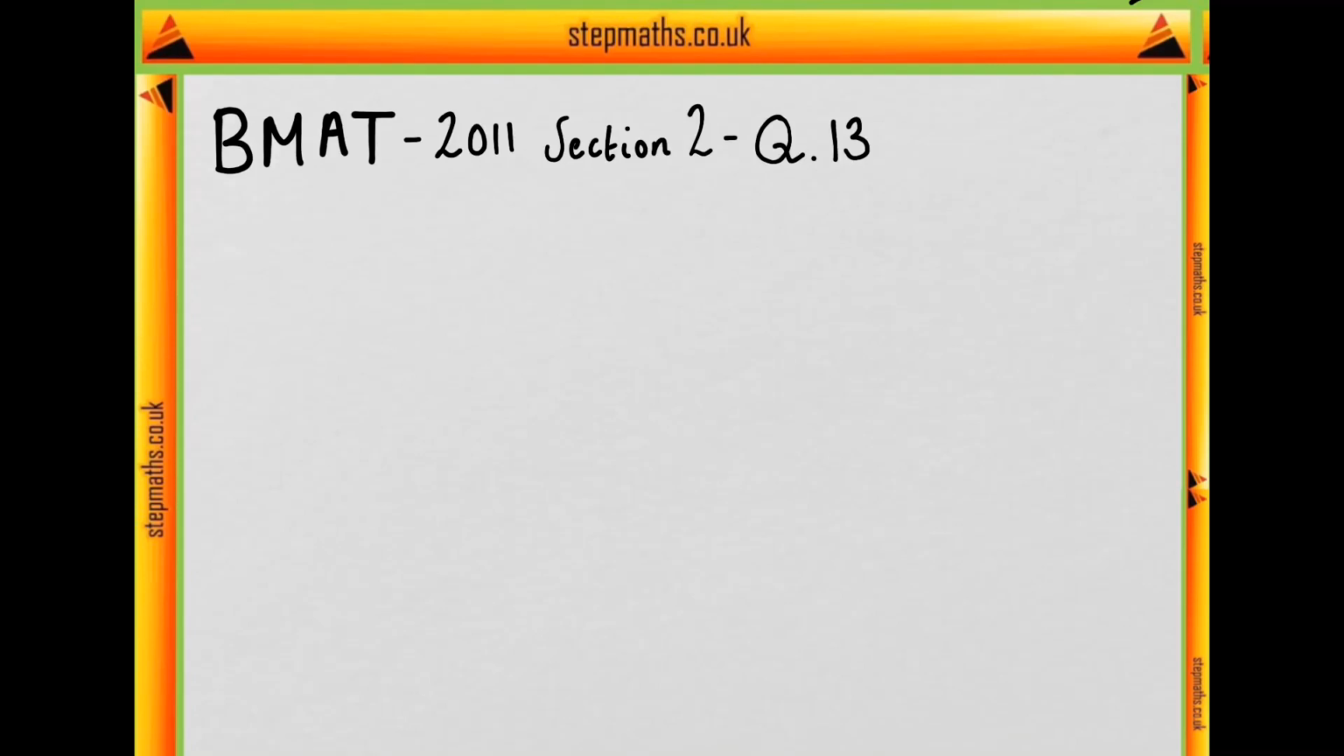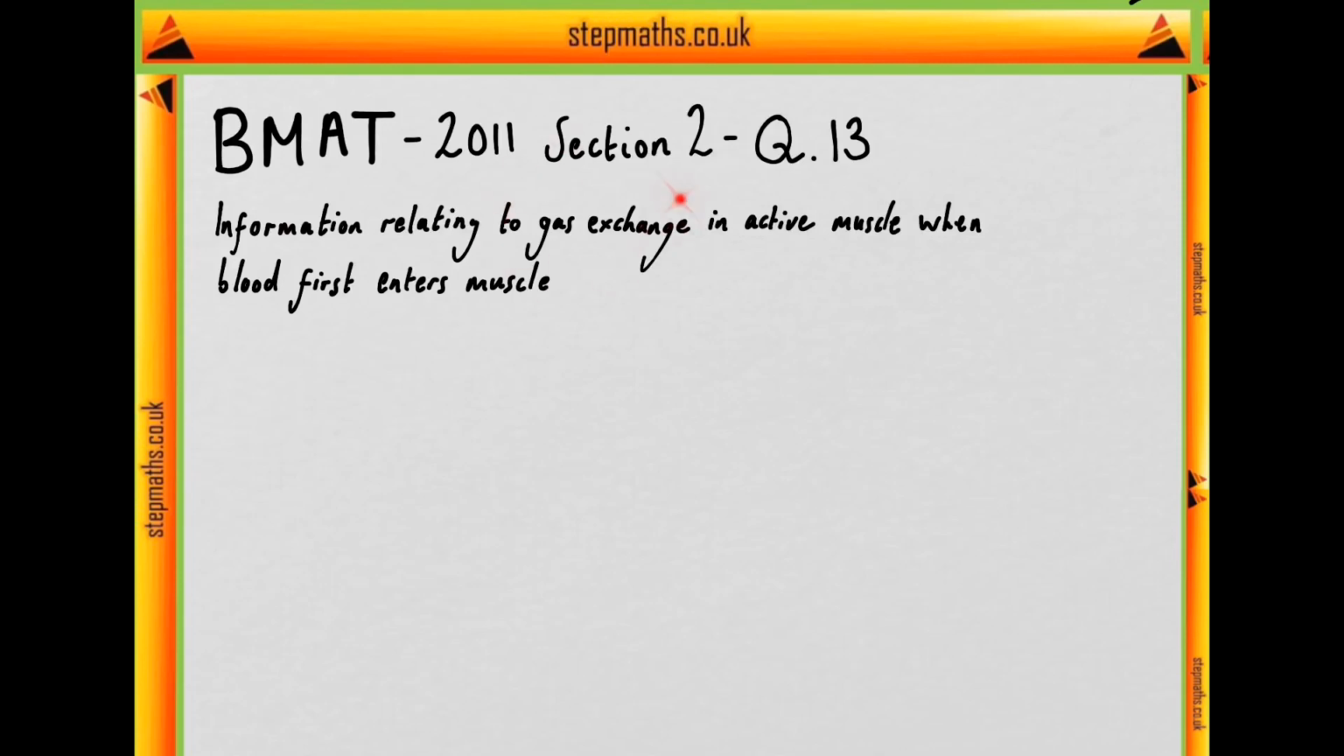In question 13 we have a table-based question, and we're told that we have information in this table relating to gas exchange in active muscle when blood first enters the muscle tissue. So what we're going to be considering is blood first entering muscle tissue, so this will be fresh blood coming into actively respiring muscle tissue.